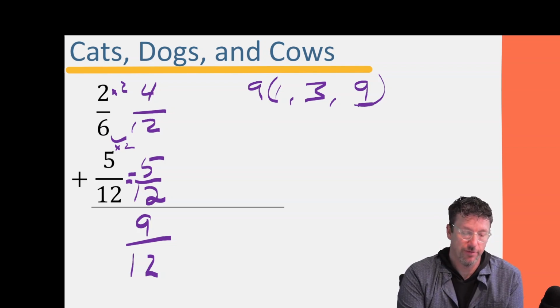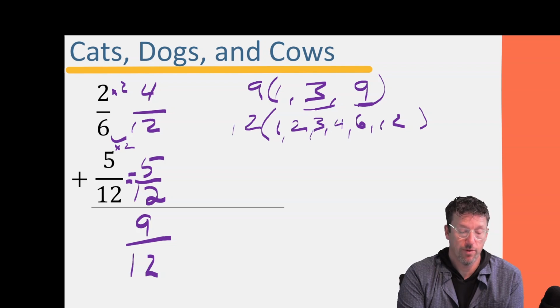Now, will any of those numbers go into 12? Will 9 go into 12? No. Will 3 go into 12? Yeah, because the factors of 12 are 1 and 12. 2 will go into it because it's an even number, 2 and 6. And then 3 will go into it because 3 groups of 4 work.